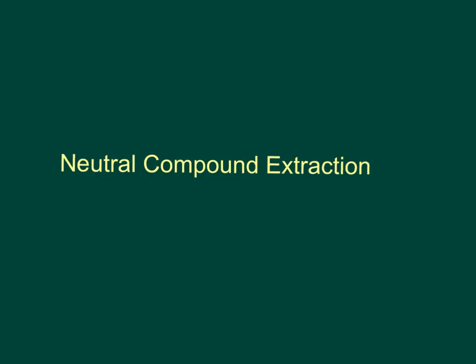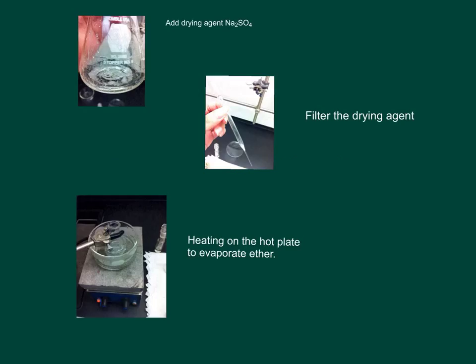Neutral compound extraction. In the ether layer, we had already extracted the base and the acid. So what we have right now is just the neutral compound. We can wash it with some DI water and then just evaporate the ether. Then we will get just the dry neutral compound. We use the drying agent sodium sulfate to absorb the water from the ether.